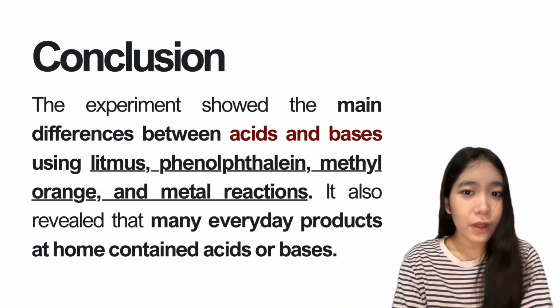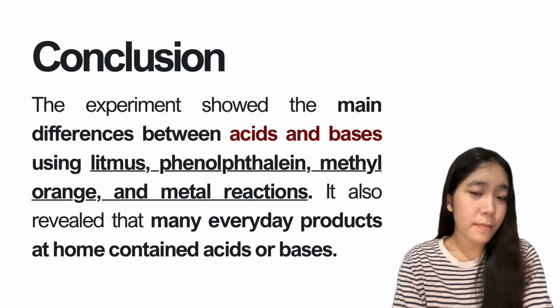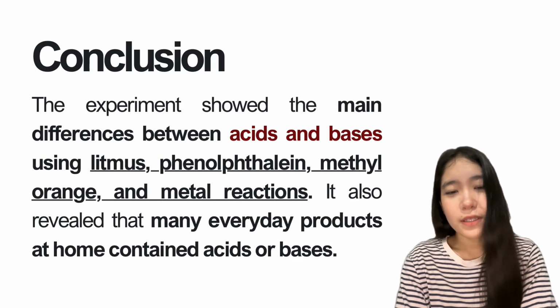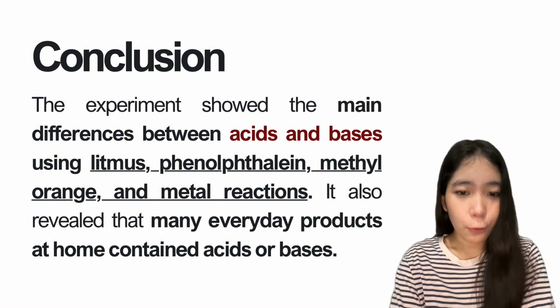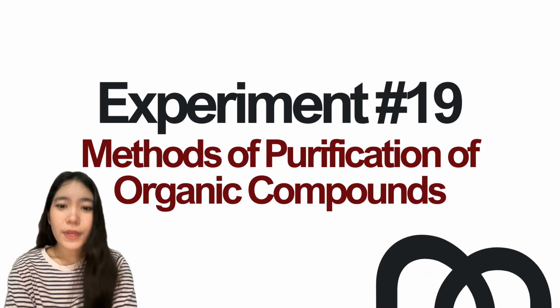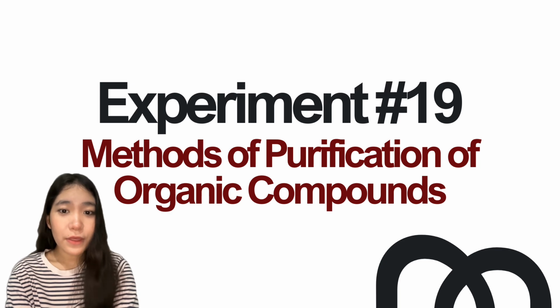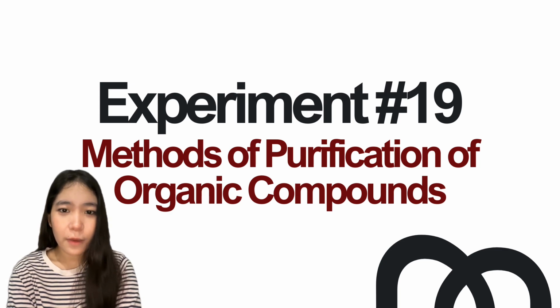So to conclude everything, Experiment 17 showed the main differences between acids and bases using the tests of litmus, phenolphthalein, methyl orange, and methyl red reactions. It also revealed that many everyday products at home contain acids or bases. So now, let's move on to Experiment 19, which is the methods of purification of organic compounds.